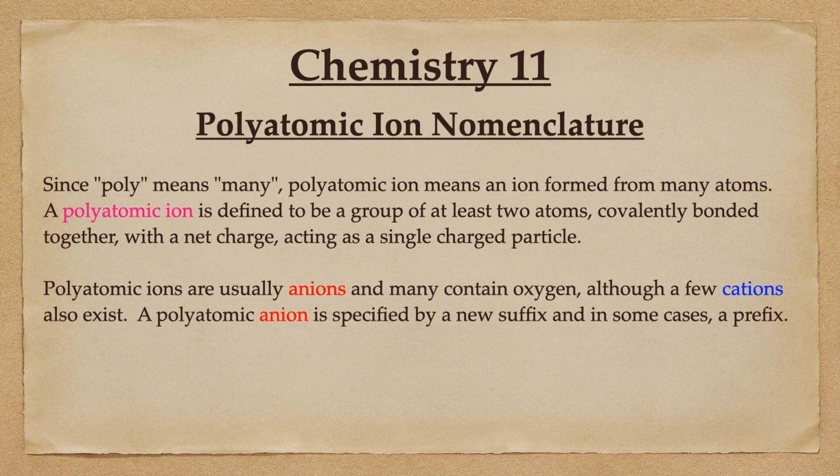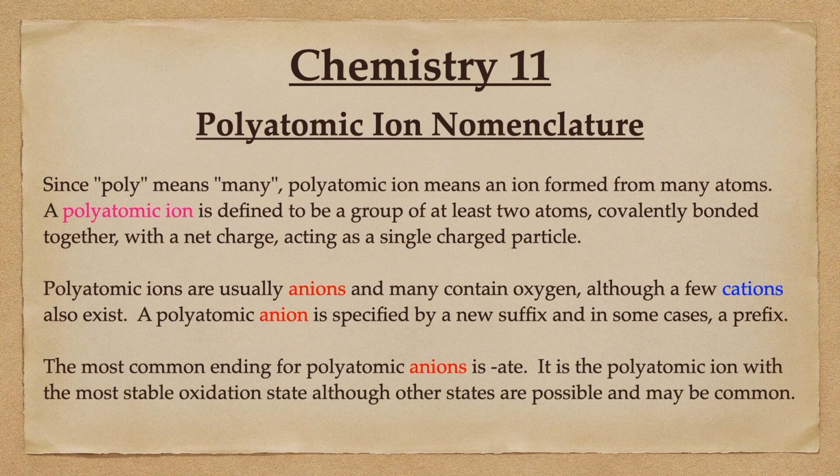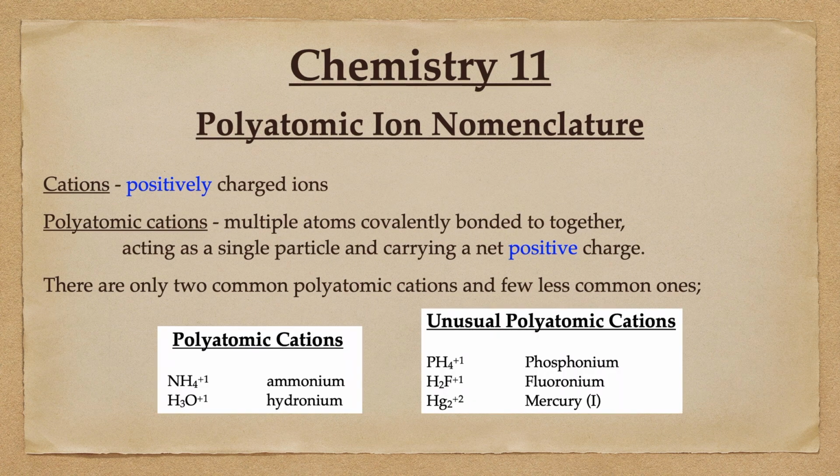Most polyatomic ions are anions, that is, negatively charged ions, and contain oxygen, although there are a few positively charged cations and a few anions that do not contain oxygen. By far the most common ending for a polyatomic anion is ate, A-T-E. That refers to the polyatomic ion with the most stable oxidation state, although other states are possible and may even be common. Let's deal with the positively charged polyatomic ions first.